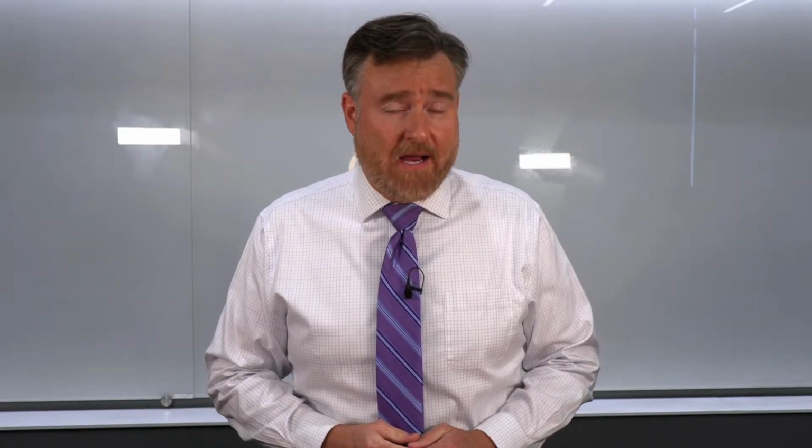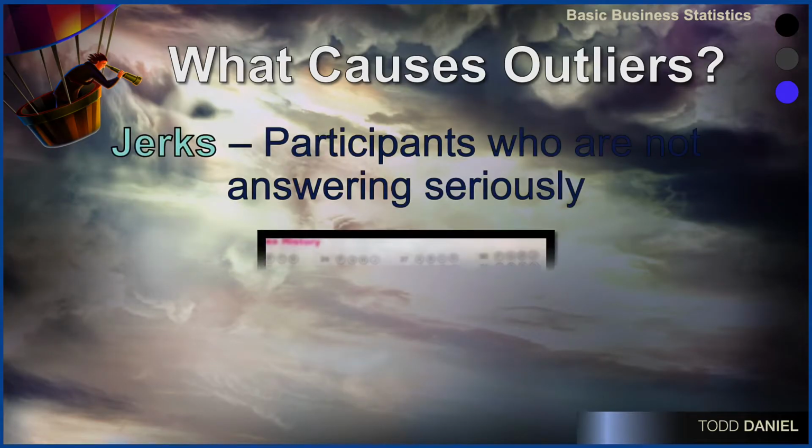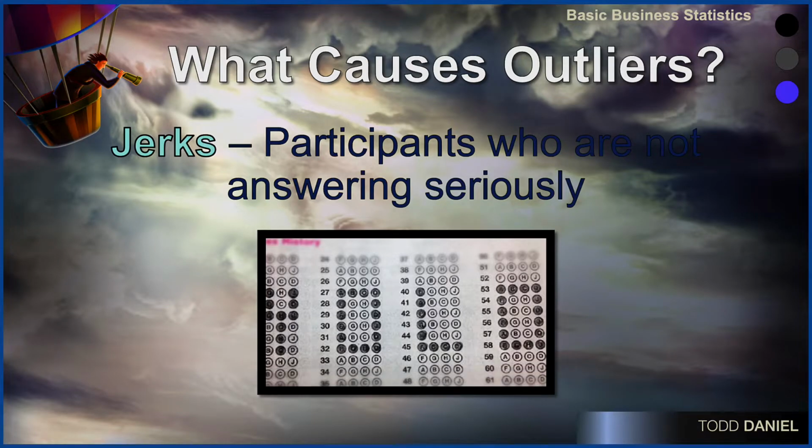Another reason why outliers can occur in your data set is what I call jerks, which is a way of saying people who are not taking the survey seriously. Now, years ago, I had the good fortune of doing some research with junior high school students. And I determined from looking at that data set that junior high schoolers are not always reliable reporters of fact.